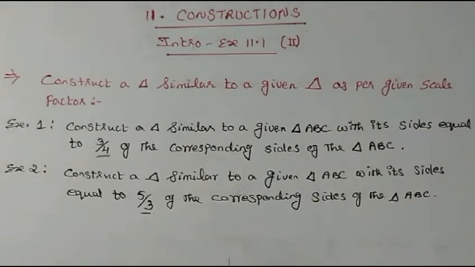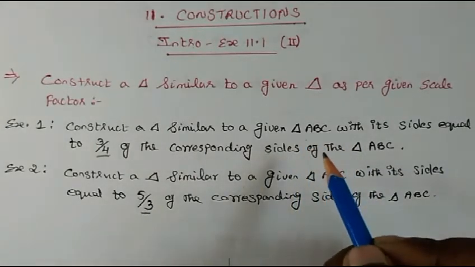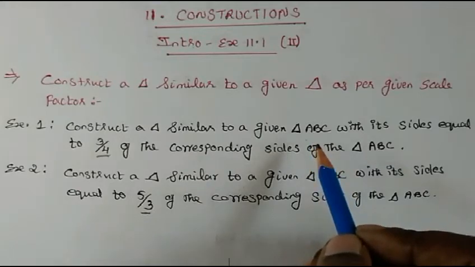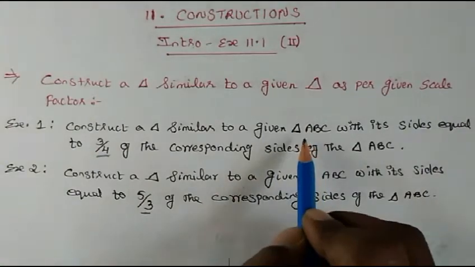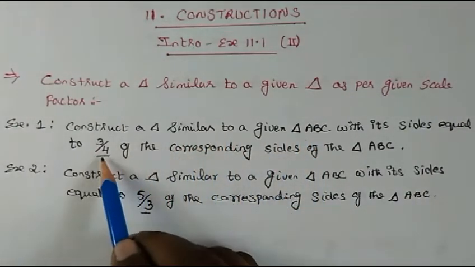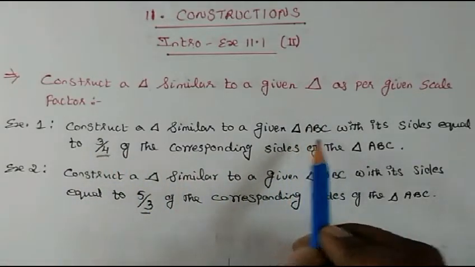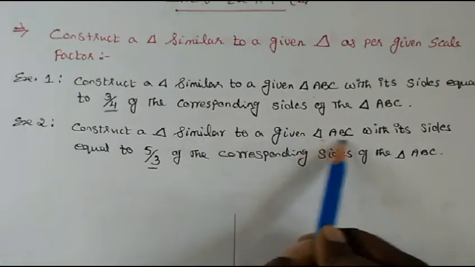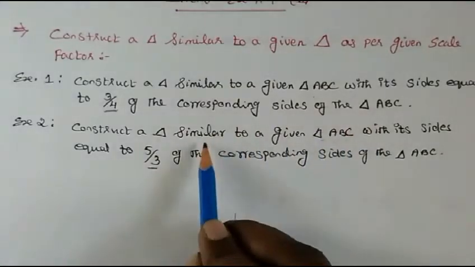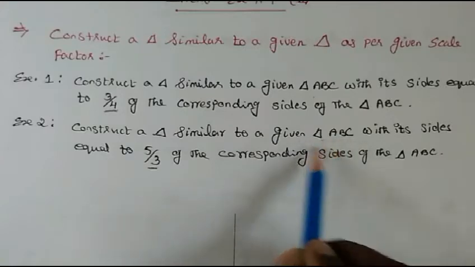As we are doing, you will be able to understand. A triangle will be there. If the measurement is given, then you have to take the measurement. If the measurement is not given, then you can draw your own measurement of the triangle. So there is a triangle ABC, and for that we have to draw a similar triangle which should be 3 upon 4th of the given triangle. Same way, we draw triangle ABC and for that a similar triangle which will be 5 upon 3 sides of the given triangle.